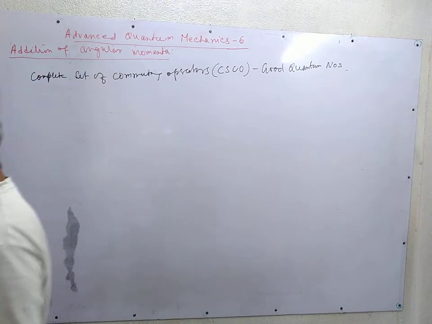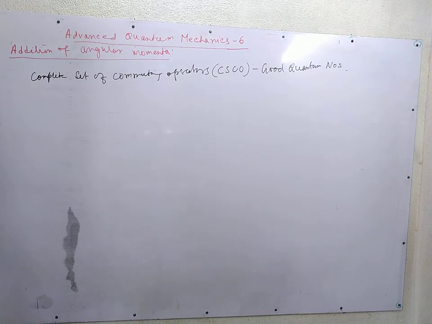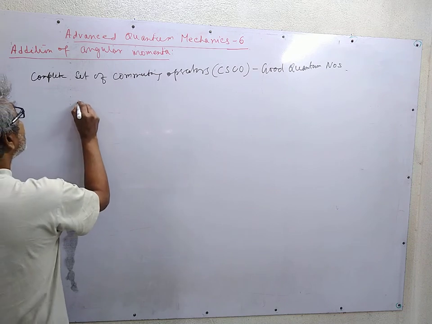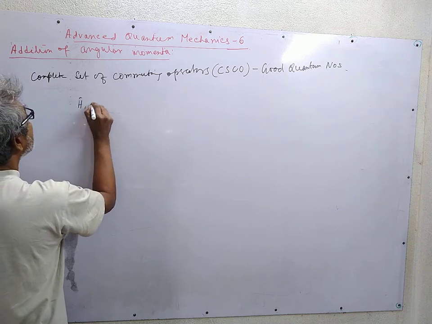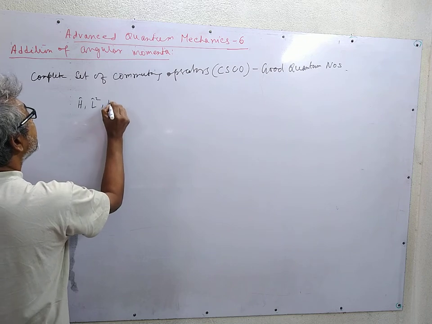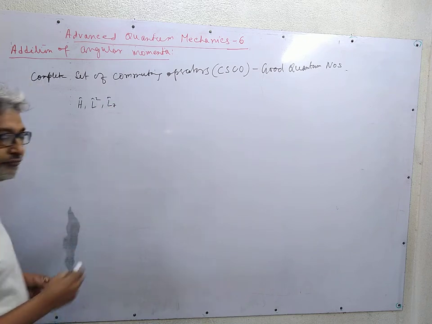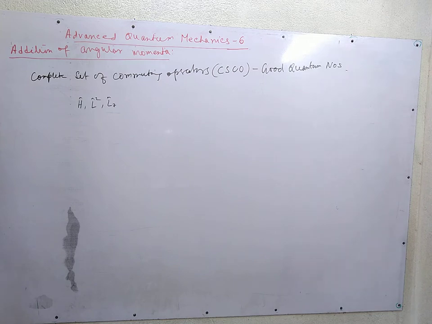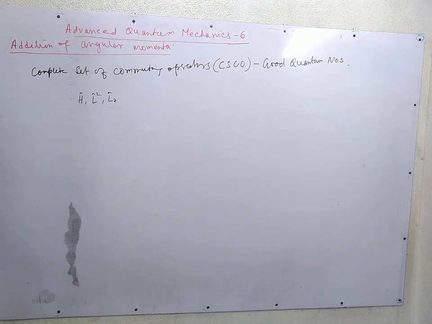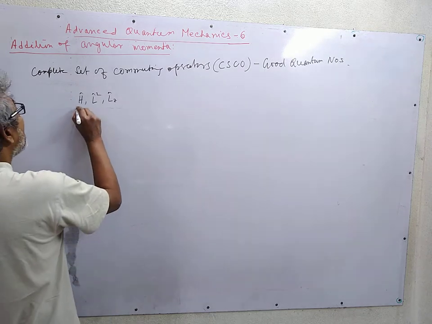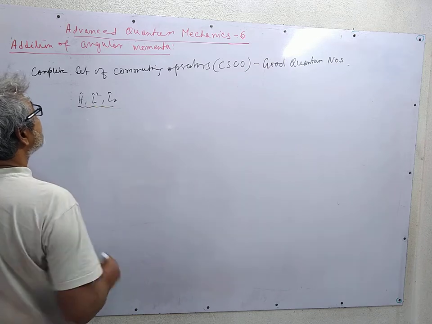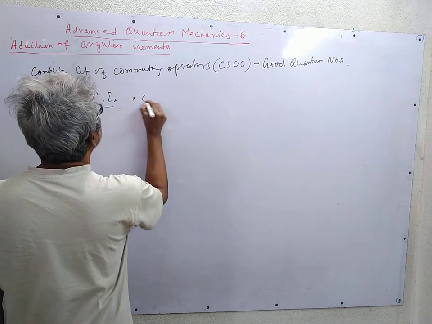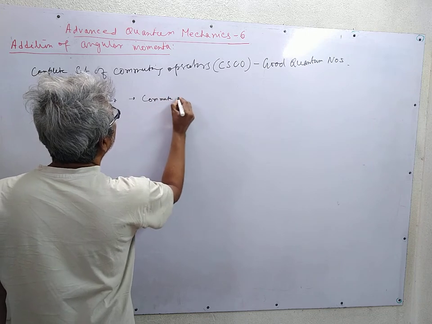Let us consider a hydrogenic electron. Then we know that the Hamiltonian commutes with L square and Lz operator. So if we consider the non-relativistic theory of hydrogen atom, then these three operators commute in pairs.